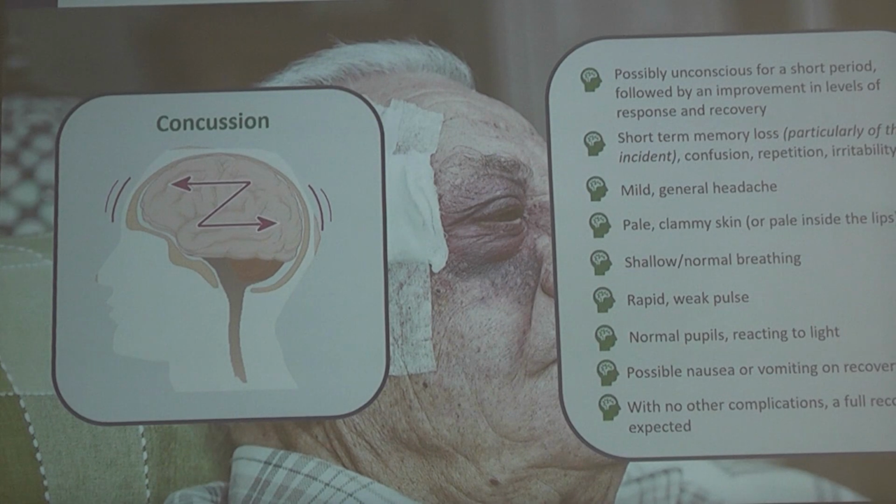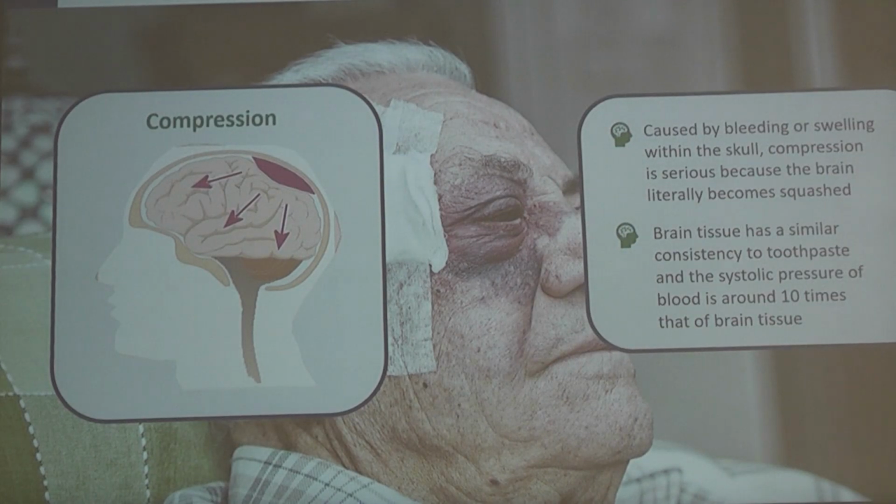We can then get bleeds in the brain, so bleeding within the brain itself, and they'll present with stroke-type symptoms. Or the bleeding might be around the brain, in the gap between the lining of the brain, the dura mater, which is a thick lining attached to the skull, and the brain itself. That will be quite irritating, and they might present very similarly to a concussion.